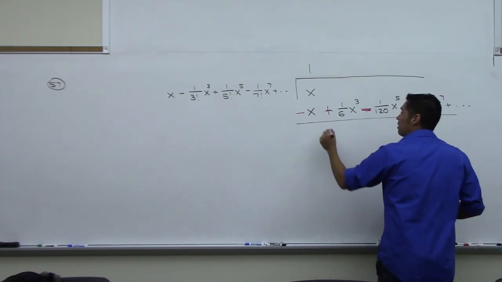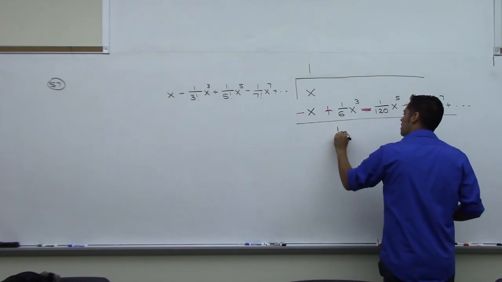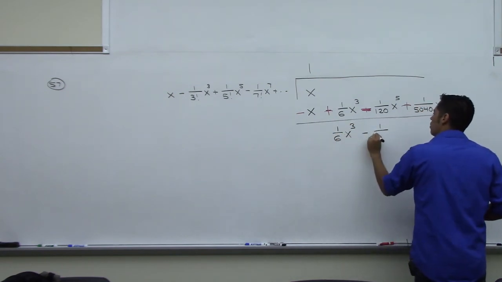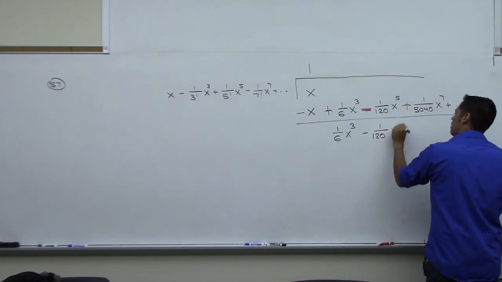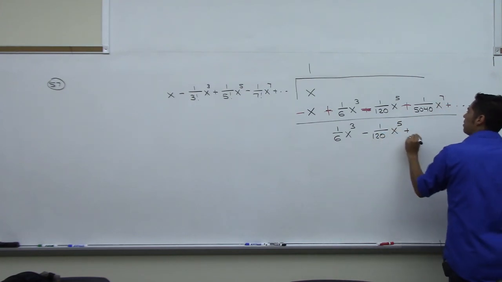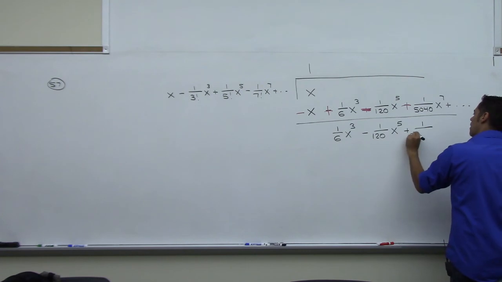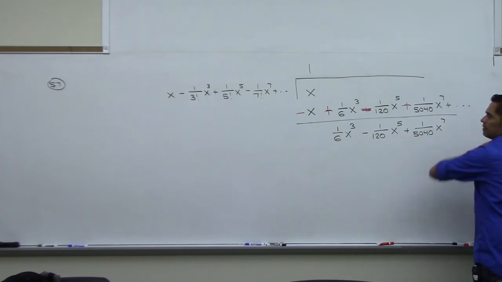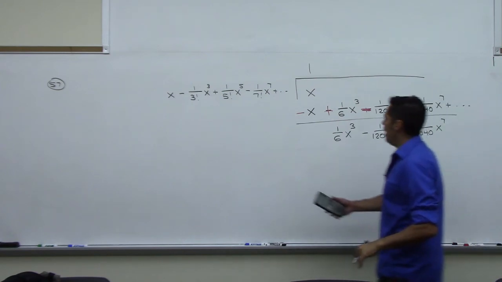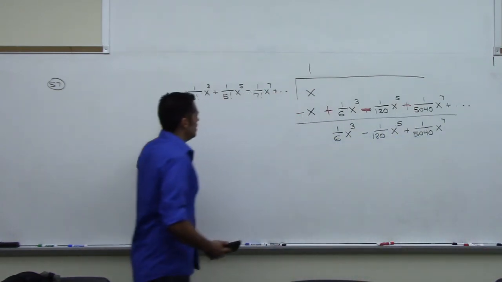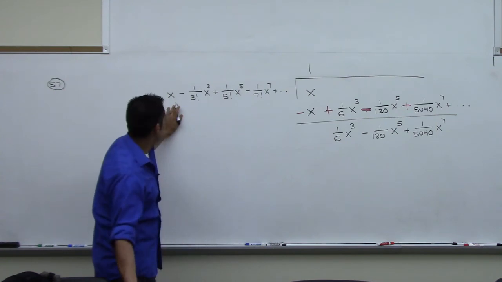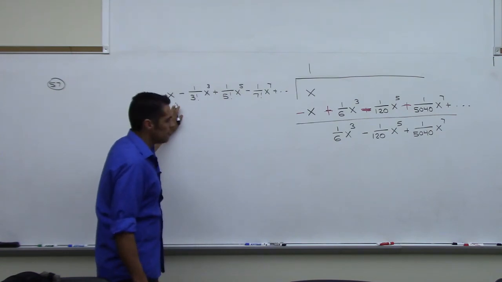And when we add straight down, those are gone, and we get 1/6 x cubed minus 1/120th x to the 5th plus 1 over 5040 x to the 7th dot, dot, dot. And now we need to turn x into, oh, and I didn't leave spaces, and I knew that was going to come back to haunt me. Let's see how this works out.